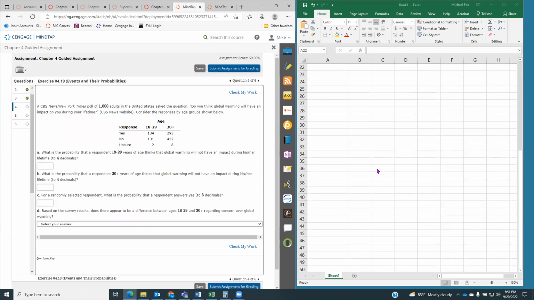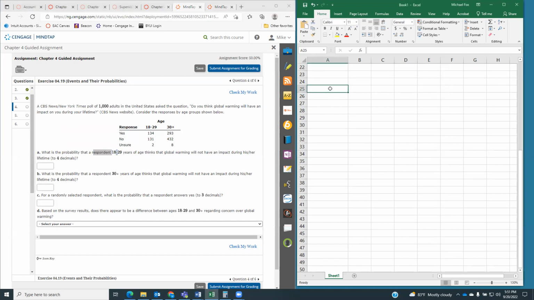So the first one says, what's the probability that a respondent 18 to 29 years of age thinks that global warming will not have an impact during his or her life? In this case, you could be tempted to take 131 divided by the total, which is 1,000, and come up with 0.131 or 13.1%. But we're limiting our pool here to only respondents that are 18 to 29 years of age.